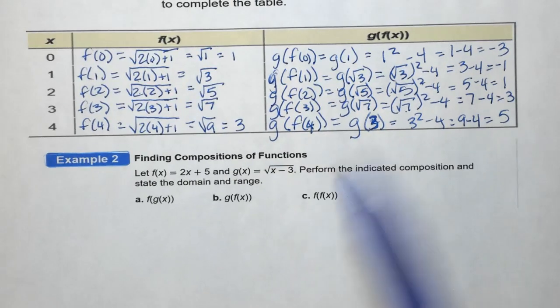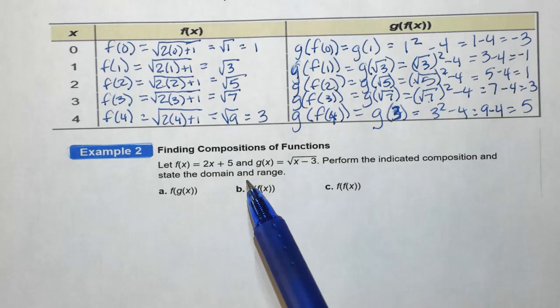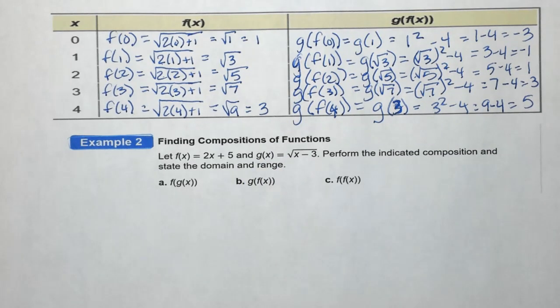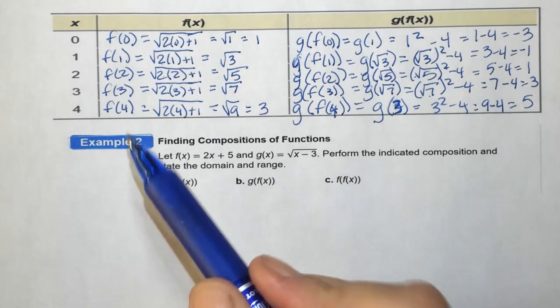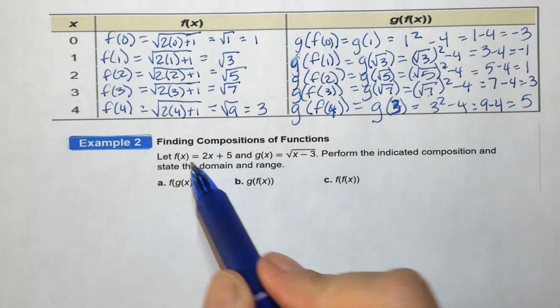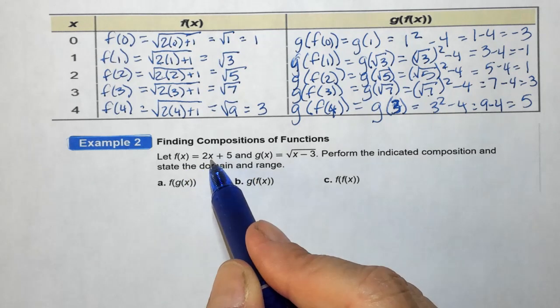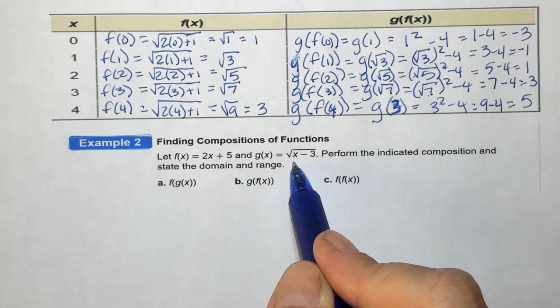Like this one, they told us for x to use these values. So this one is a little different because they didn't tell us to use those values. So what we're going to do with this is the same idea though. So I have f of g of x. So basically what I'm going to do is take f of x, but where I would normally plug in a number, I'm going to plug in g of x.